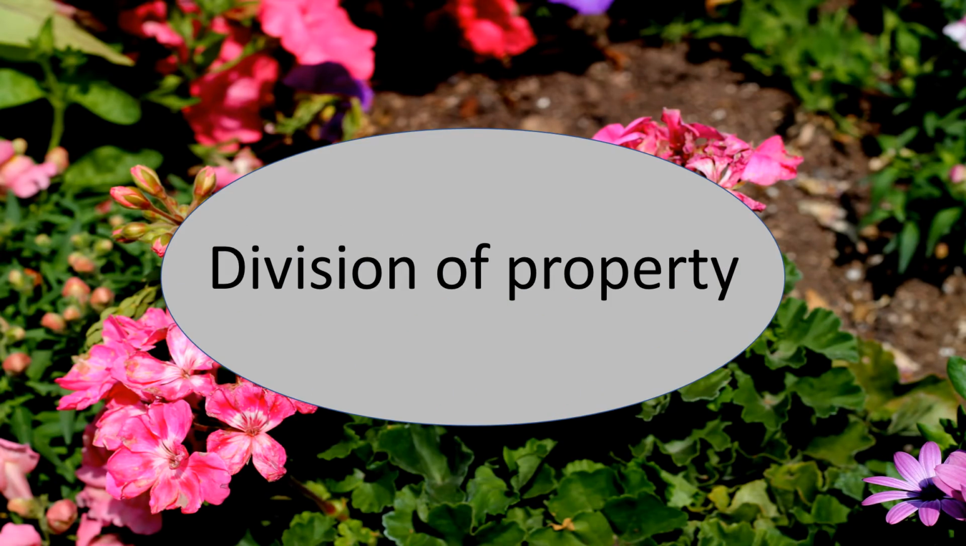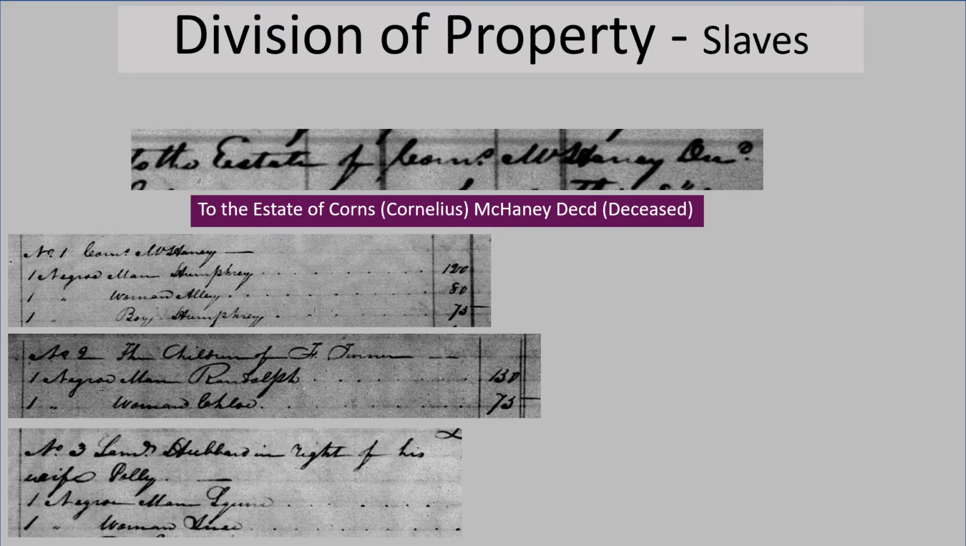Now let's talk about the division of property. This division of property for Cornelius McHaney is done in sections. His wife is not mentioned, so it is assumed that she has already passed away by the time of this division of property, which takes place in 1815. The first section is a division of slaves, and they are listed in lots of numbers 1, 2, 3, etc. Number 1 goes to Cornelius McHaney, a son named after his father.